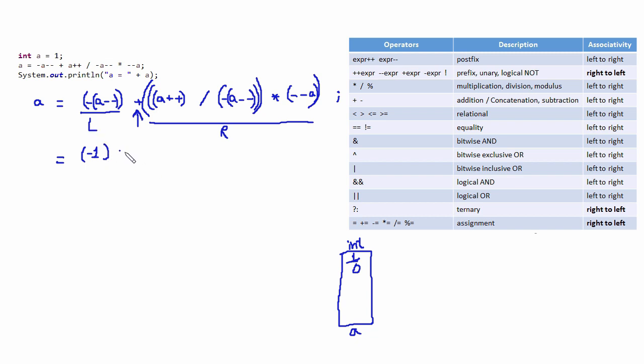We'll move to the right hand part. Now the right hand part has one multiplication operator. This has got this left hand side and this right hand side, so we will solve the left hand side first.